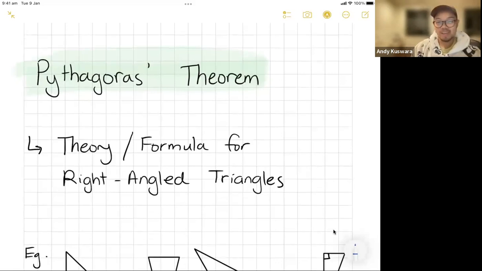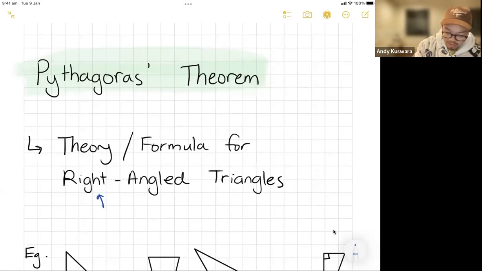So we've got Pythagoras' Theorem. I would love you to actually write this down. Nice little heading, highlight it. If you need to, you can pause the video so you can write things down. Now, what is Pythagoras' Theorem? It's a theory, a formula for right-angled triangles.